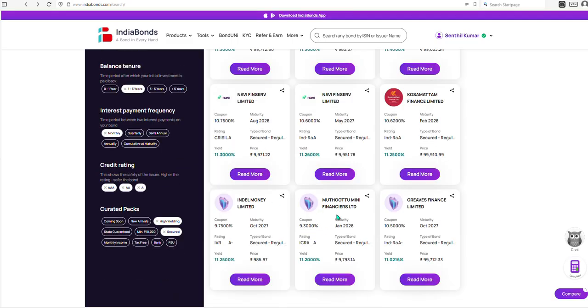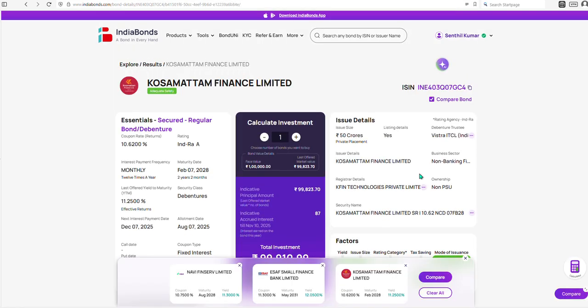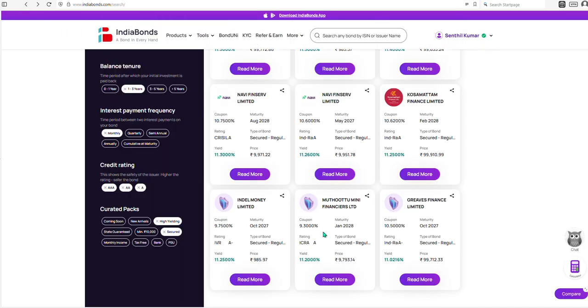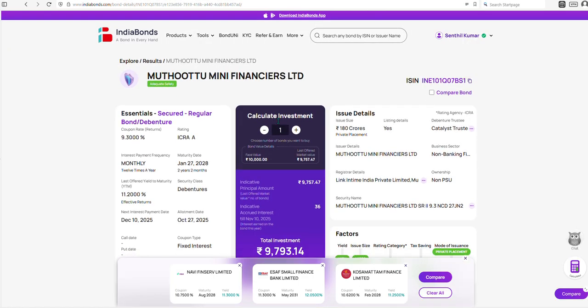And also here, if you see the Kosamattam, let me take you to the Kosamattam here. This is almost 1 lakh rupees you need to buy one bond. So the amount of money you have is also a factor. Based on that, you can select the bonds. Whereas the other one, if you see Muthoot Finance, is already 10,000 rupees. So one bond is 10,000.